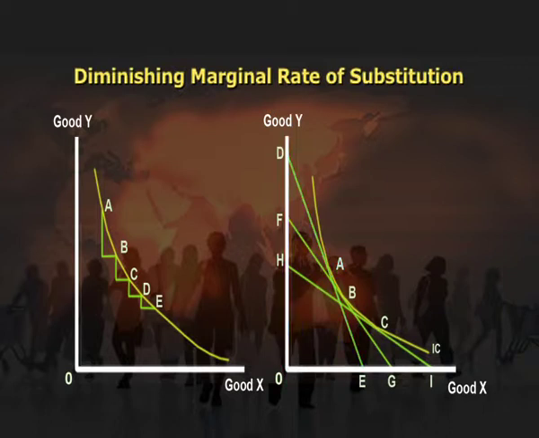Similarly, the marginal rate of substitution of X for Y at point B is equal to OF divided by OG, and at point C it is equal to OH divided by OI. It can be seen that OF divided by OG is smaller than OD by OE, and OH by OI is smaller than OF by OG. Thus, the MRSXY diminishes as a consumer slides down on his indifference curve.